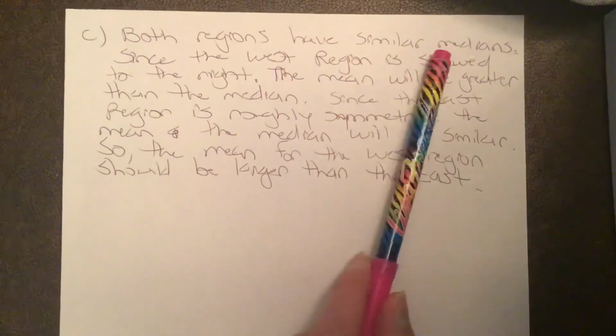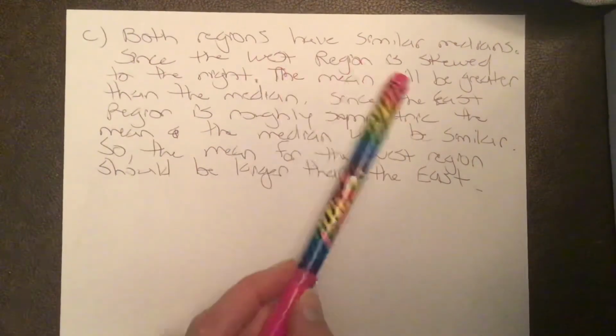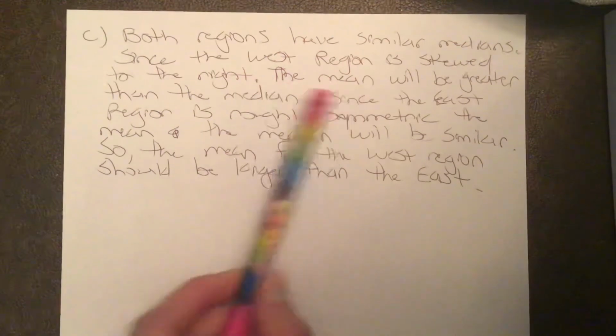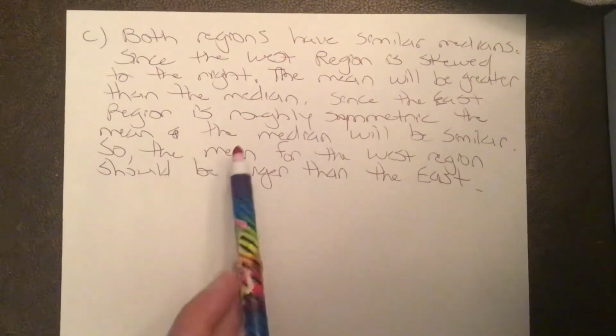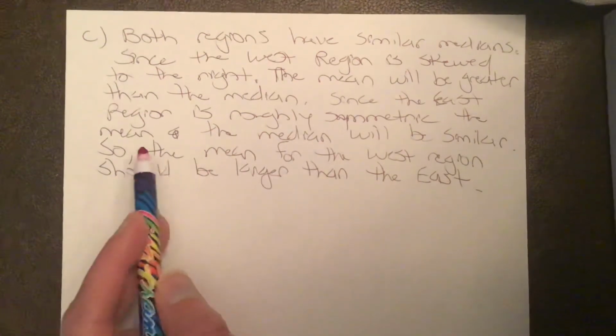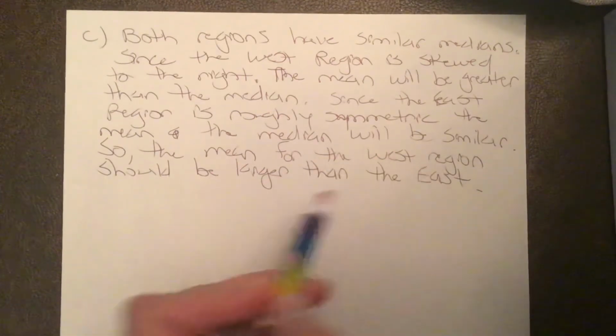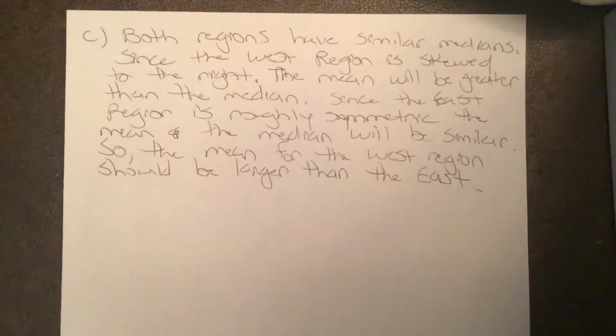So then we know they both have similar medians, but since the West region is skewed to the right, the mean will be greater than the median for that region. And since the East region is roughly symmetric, the mean and the median will be similar. So based on that, the mean for the West region should be larger than the East. That's a really important thing to make sure you know for the AP test, is how the shape of the distribution affects the location of the mean and the median. So just remember, median is resistant, doesn't change. Mean always gets dragged up or down depending on which way it's skewed.